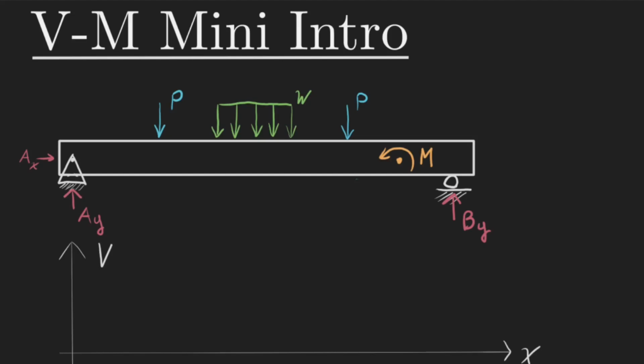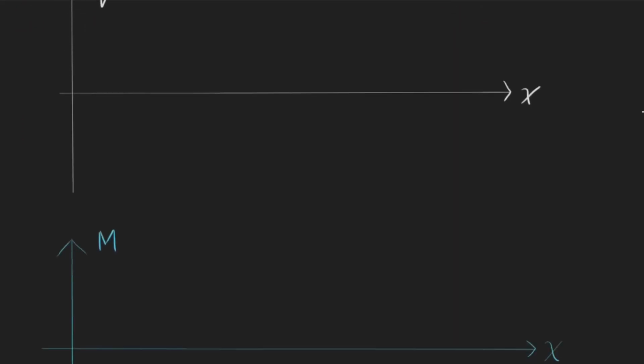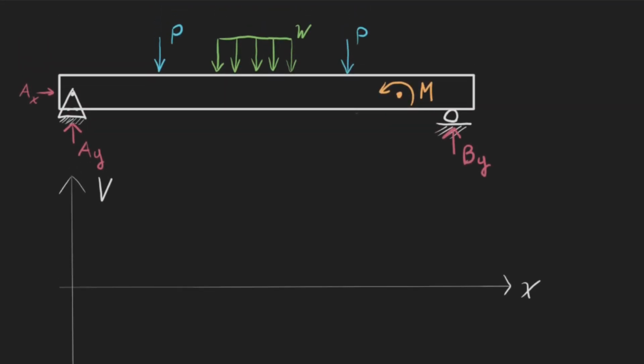So the idea with shear moment diagrams is that if I have a beam right here, and I have some forces, some applied moments, whatever, onto it, I can graph the internal shear force and the internal moment as a function of the length across the beam, right? So if you imagine I've got my section of my beam right here.